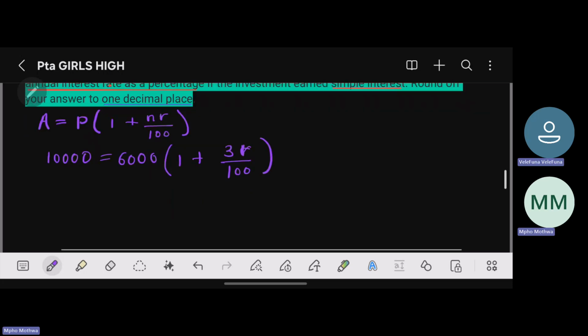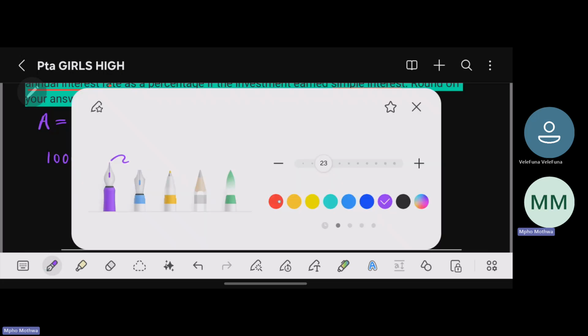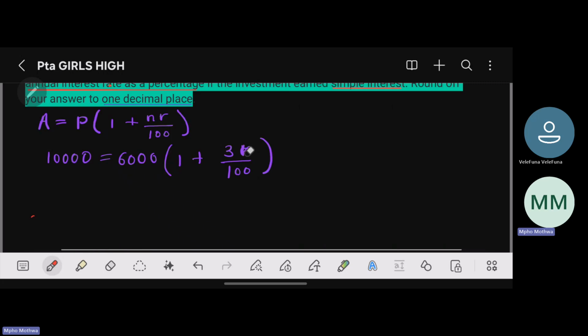Okay, so let us check. What are we going to do? The first thing, remember our aim here is to make sure that this R becomes the subject of the formula, meaning that we want to isolate R. We want to strip off everything. Now check my priority list. I'm going to strip this one first. This is the first one that I'm going to remove, number 1.